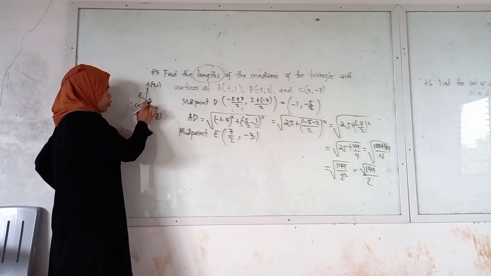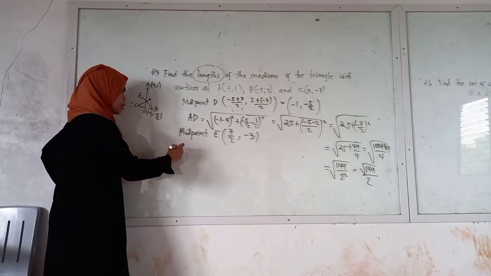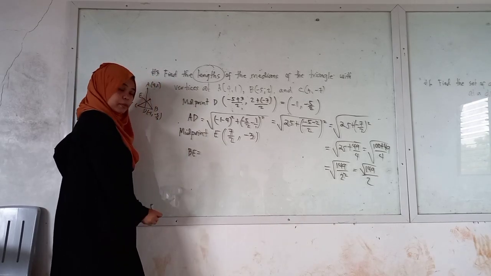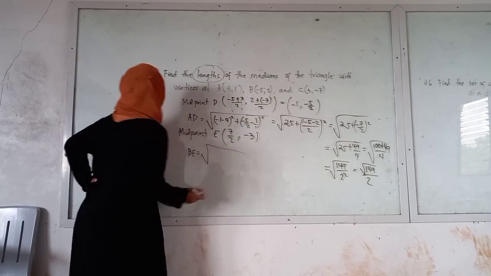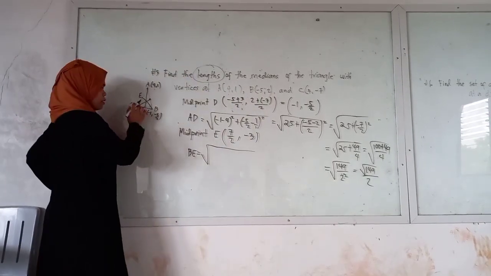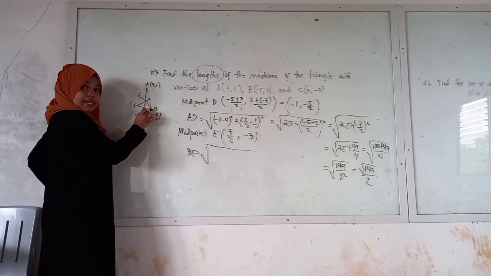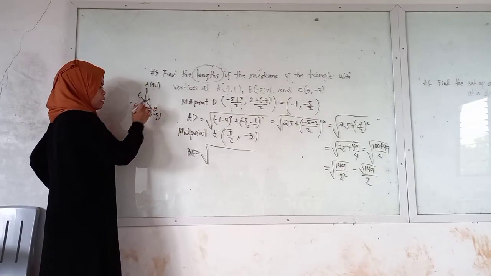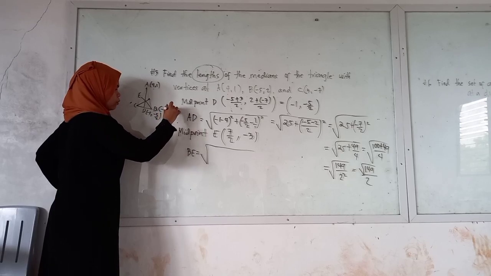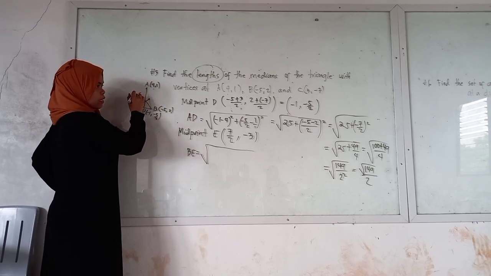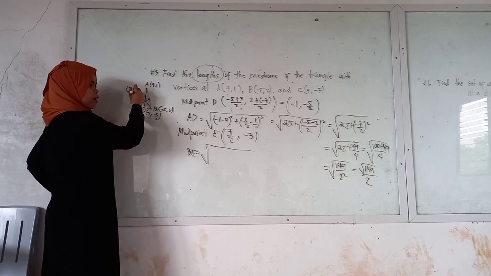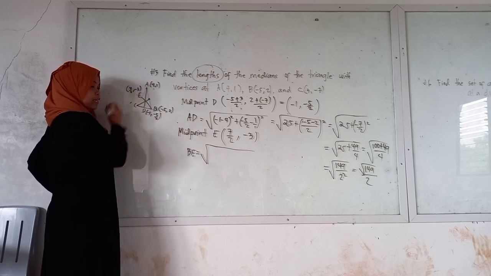So para makuha ko yung length ng median DE, I have to use again the distance formula. So, asan yung magiging coordinates natin? What will be the coordinates? So, itong E at saka si B. Okay? So, ito yung gagawin kong exact 2. So, negative 5 si B na, and what is E? I have 7 over 2 at saka negative 3.